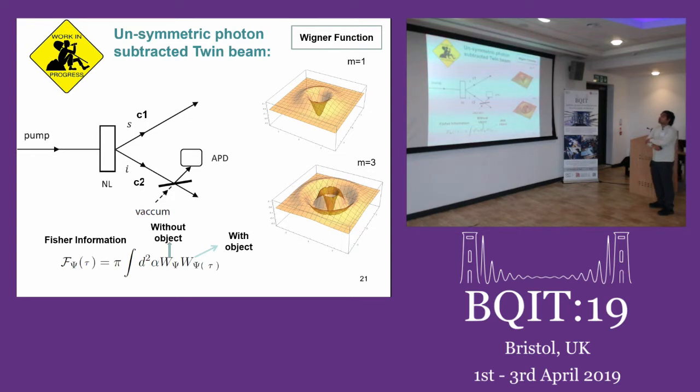This is a bit different from the Poissonian twin beam state. This is the usual twin beam state, but the scheme that we have developed can be incorporated into it. Here there is unsymmetric subtraction. Before, we were seeing symmetrical photon subtraction, but here we are just subtracting from one arm.